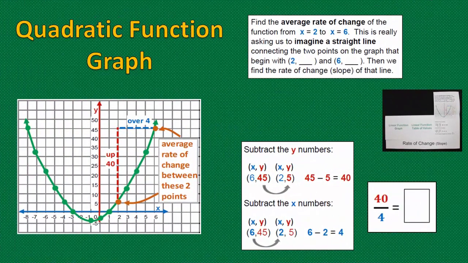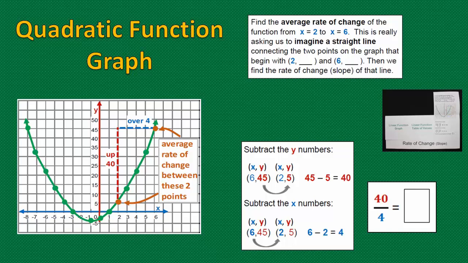Remember that the graph of a quadratic function is a curved line, not a straight line. So we can't exactly find a rate of change, but we can find the average rate of change as the line is curving. It's constantly changing a little bit.